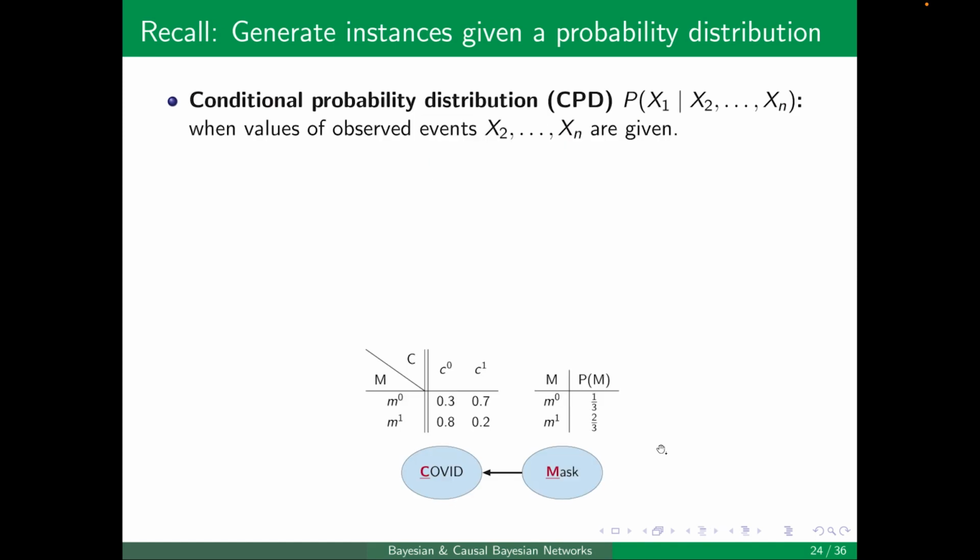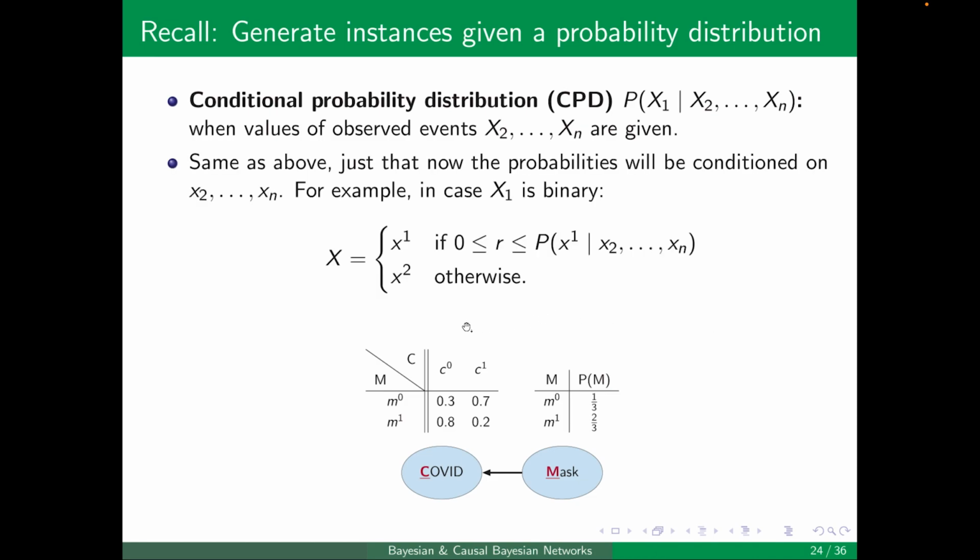Same story with conditional probability distributions, just that this time we have everything conditioned on x2 to xn. For example, if we are interested in sampling x1 from this CPD, like here if we want to sample, say, C from this conditional probability distribution P of C conditioned on M, it's exactly the same story, just that now we will have P of x1 conditioned on the values of x2 to xn. At the end of the day, this will be just some number between 0 and 1.